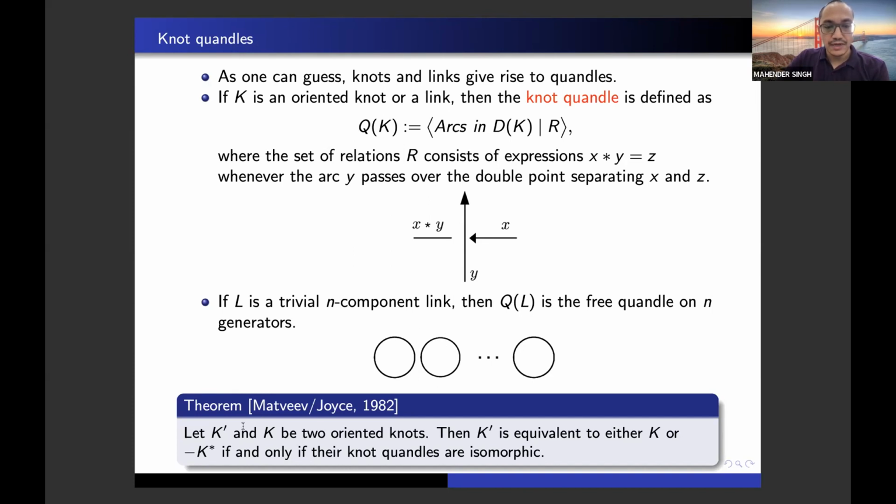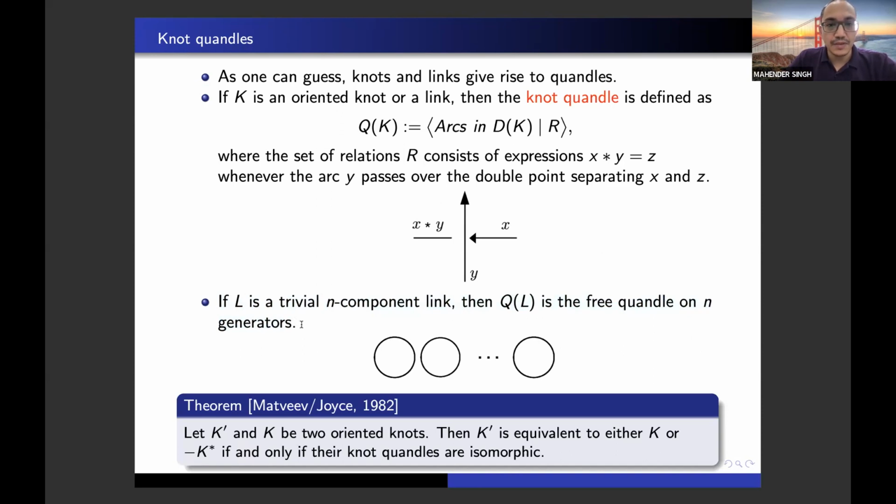And Joyce and Matveev proved that if k prime and k are two oriented knots, then k prime is equivalent to either k or its mirror image if and only if the knot quandles are isomorphic. So it's a very strong invariant. In fact, many well-known knot invariants can be recovered using the knot quandle. For example, as we will see, the knot group or link group, because it will be relevant to my discussion. But many other invariants, such as the hyperbolic volume, you can also recover using a closed cycle. There is some work on this from somebody from Japan, I can't remember the name.